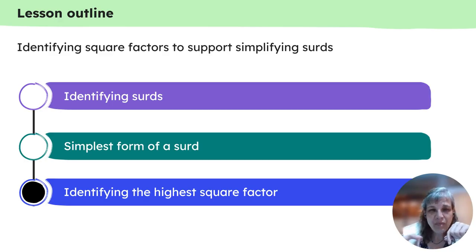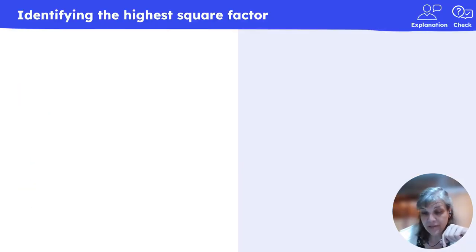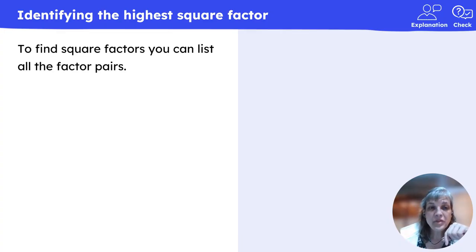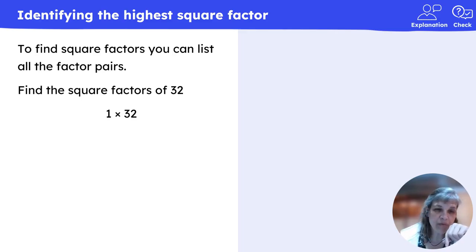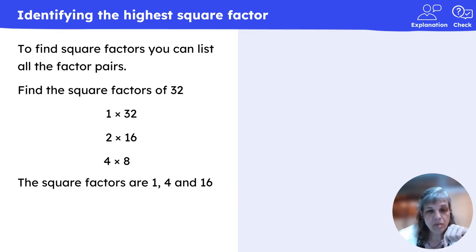So if we want to find the simplest form of a surd, we want to be able to find those highest square factors. So how do we do that? First of all, we look at it, and sometimes we can just see it. But you can also list down the factors, like factor pairs. So if we were going back to that example of 32, I could say, okay, 32 can be 1 times 32, 2 times 16, 4 times 8. So there's another square factor. There's 1, 4, and 16.